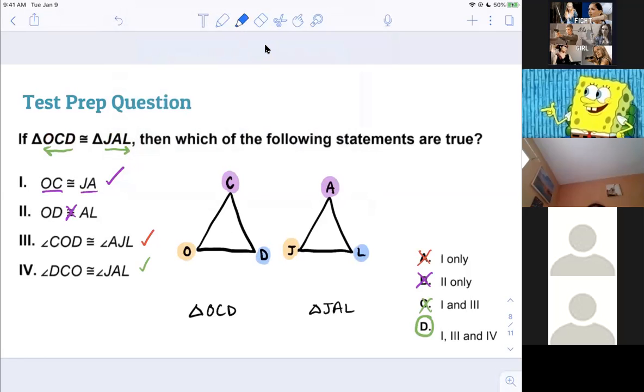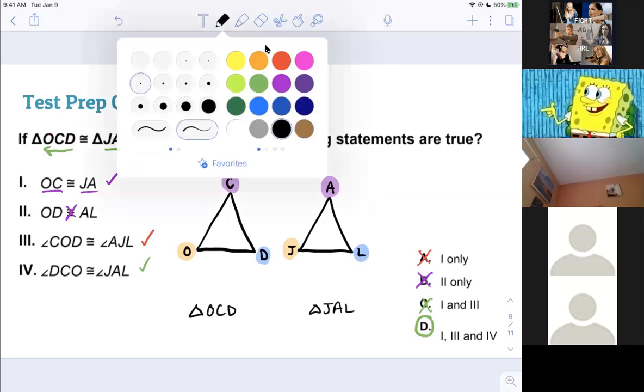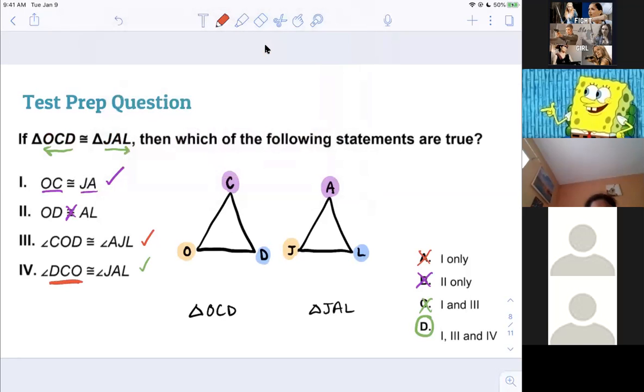Okay. Then statement 4 is claiming that angle DCO is congruent to angle JAL. So I'm going to highlight those 2 angles. Angle DCO is this angle right here, and angle JAL is that angle right there. Are those congruent? Is that true? Oh yeah, because the first one started at the D, but it still made the triangle form, and the other one started at the J, but they still made the same shape. So they are congruent.